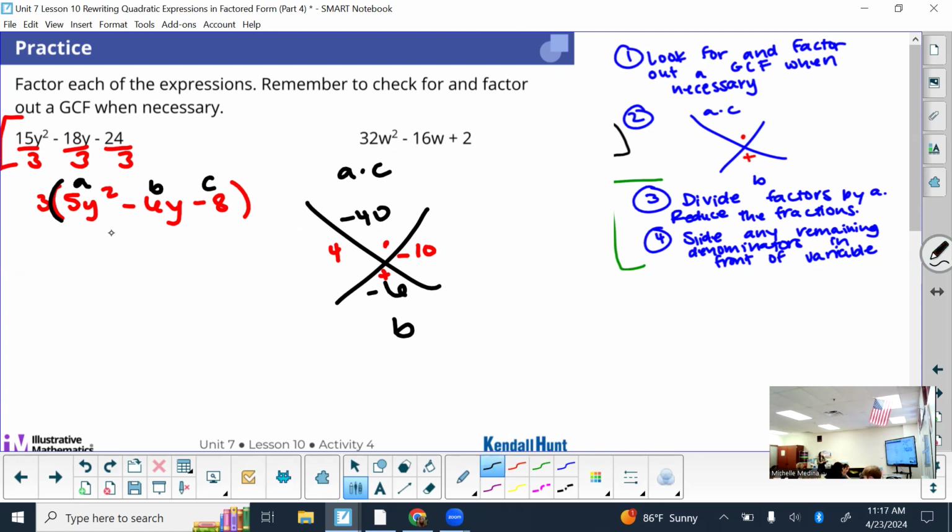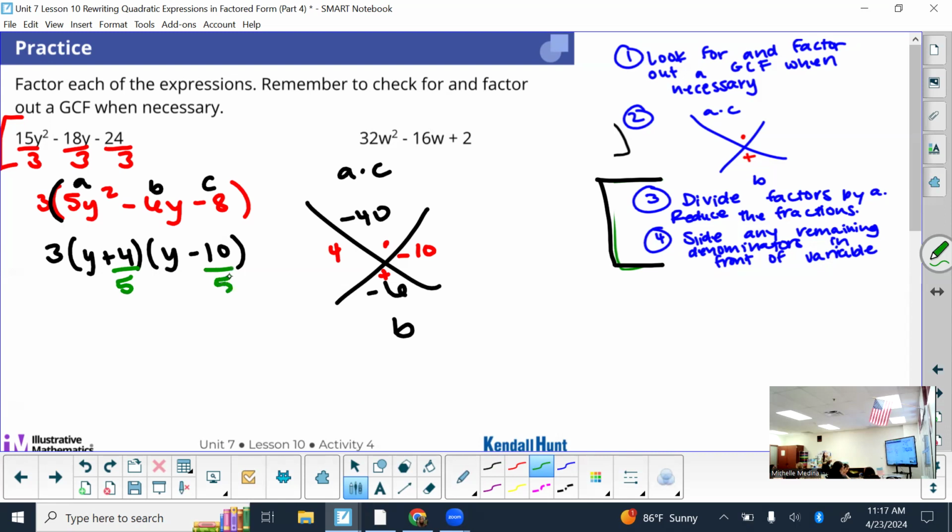All right, now previously we were done here, but now that A is not 1, we have to continue with these other 2 steps, which is to divide the factors by A. So what was A? That was before the GCF. So after the GCF, A is 5. Okay, the GCF is completely separate. Leave it in your answer, but we're factoring this part. So yeah, my A is 5. I need to divide both my factors by 5.